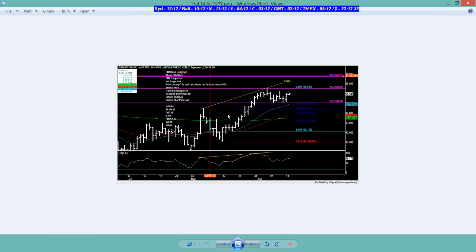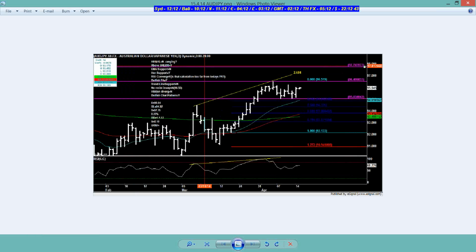Aussie yen. What's this? Can I take this trade, or is it ranging? Okay. I'm not sure.